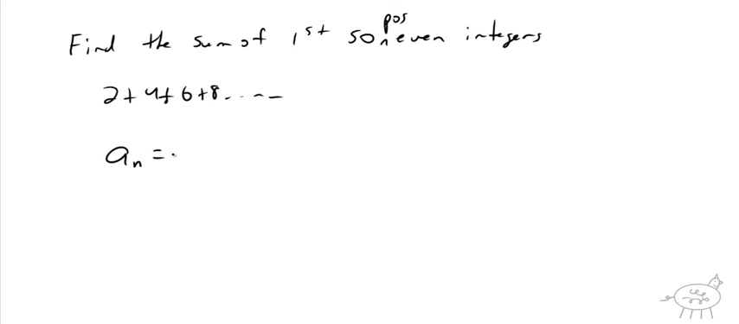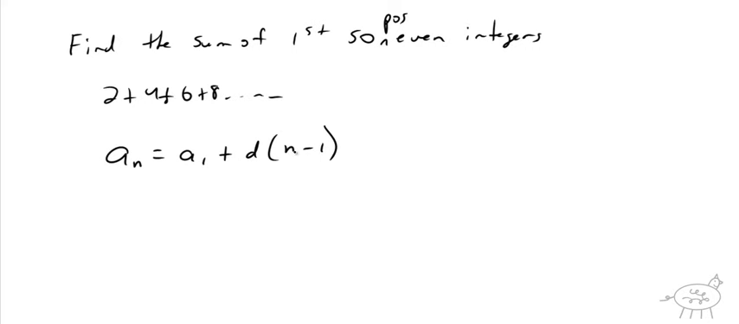Do you guys remember from pre-calculus? If not, just follow along. This is the general form: a sub n equals a sub 1 plus d times n minus 1, where a sub 1 is your first term, d is the common difference. Like if it's even numbers, 2, 4, 6, 8, 10, that means the difference is 2, and n is always going to be there.